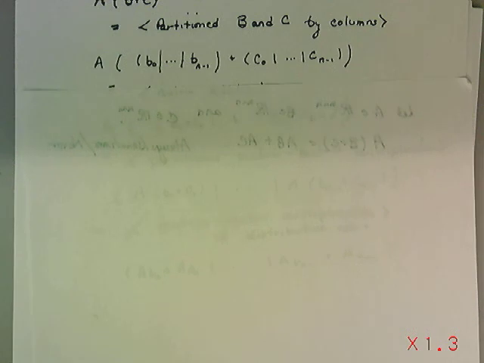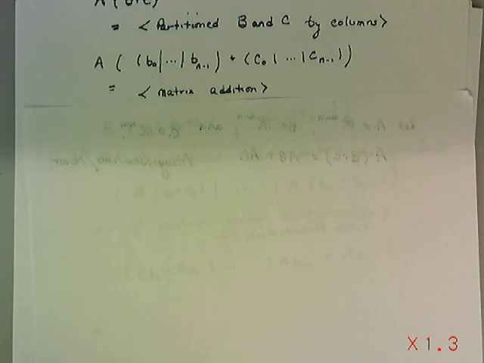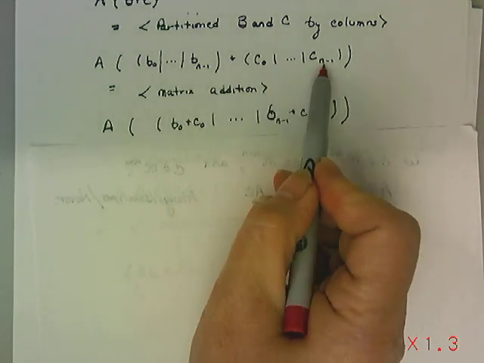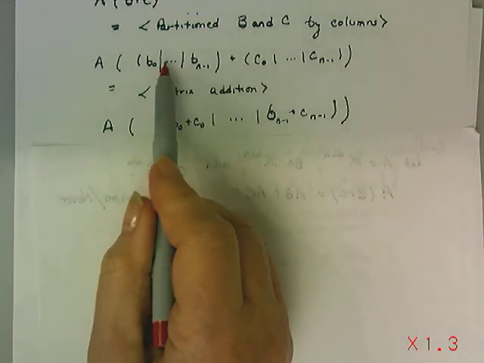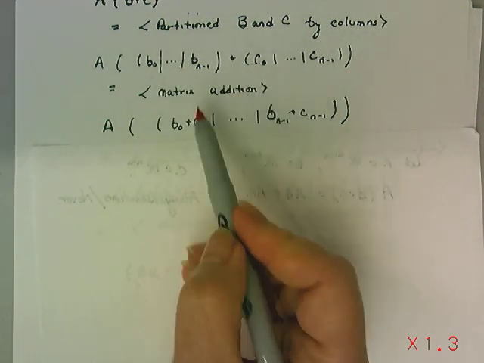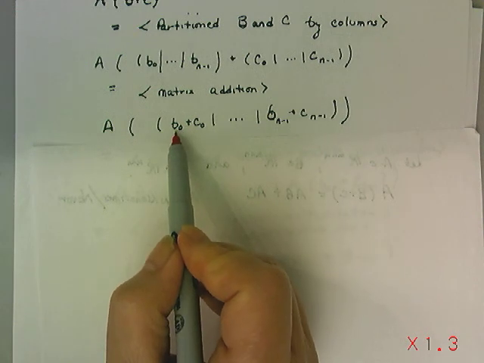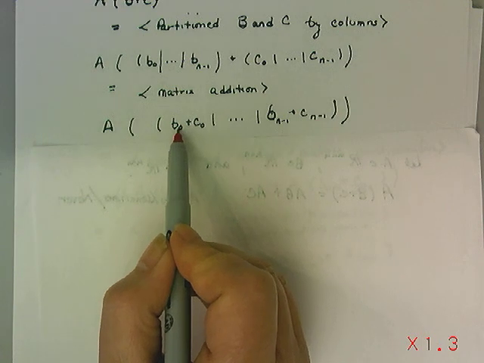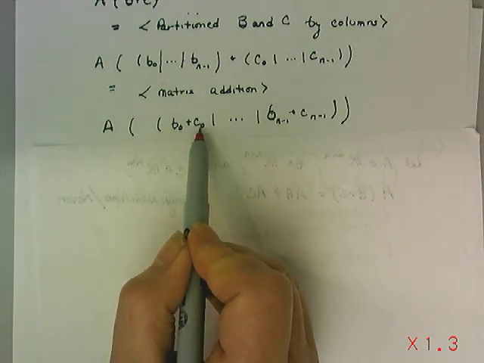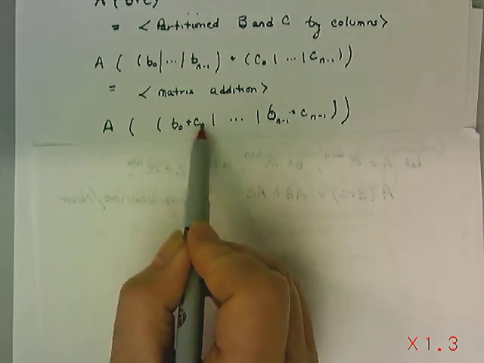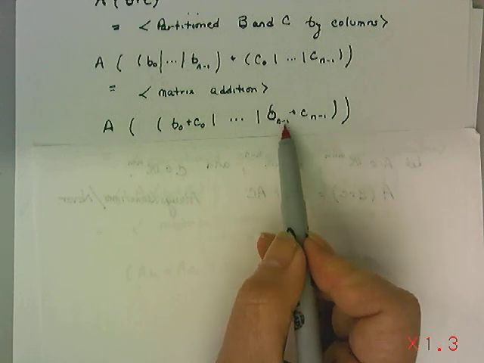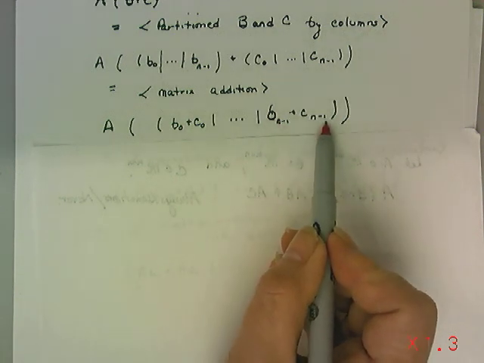And I know how to add matrices. What I need to do is I just need to add their corresponding columns. And so B plus C is found to have a first column that contains the entries in the B sub 0 plus C sub 0. These are vectors of the same size. And the last column is B sub n minus 1 plus C sub n minus 1.